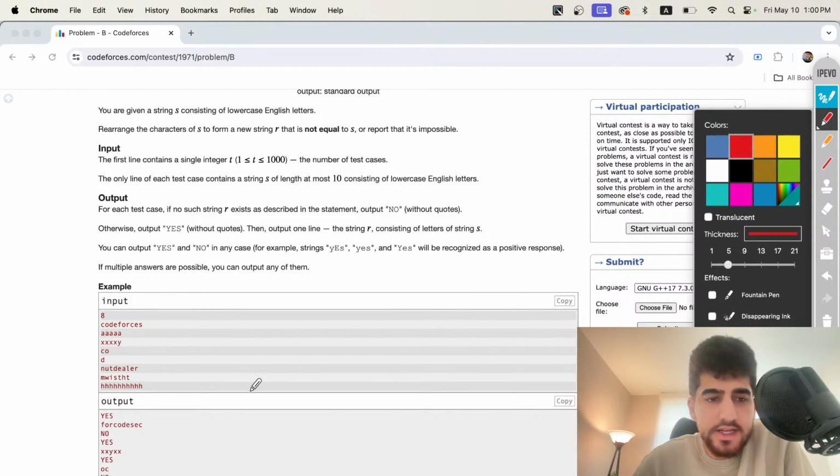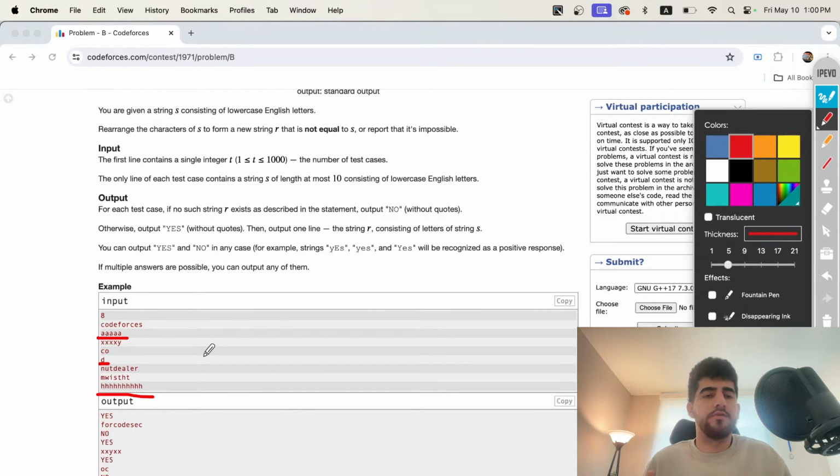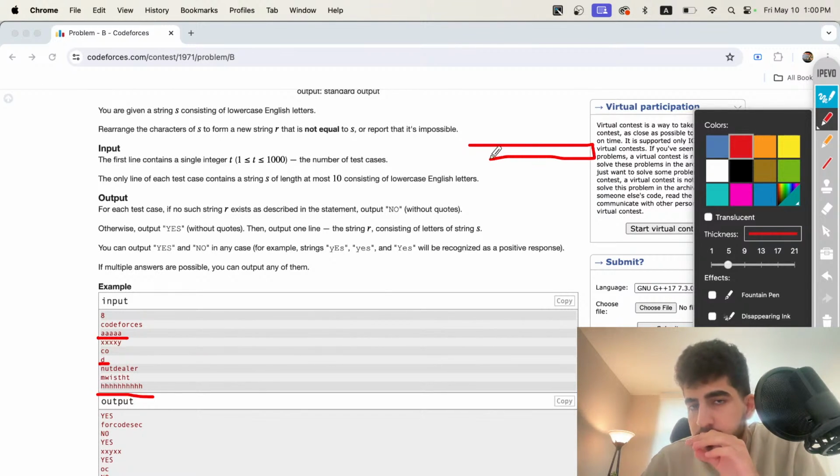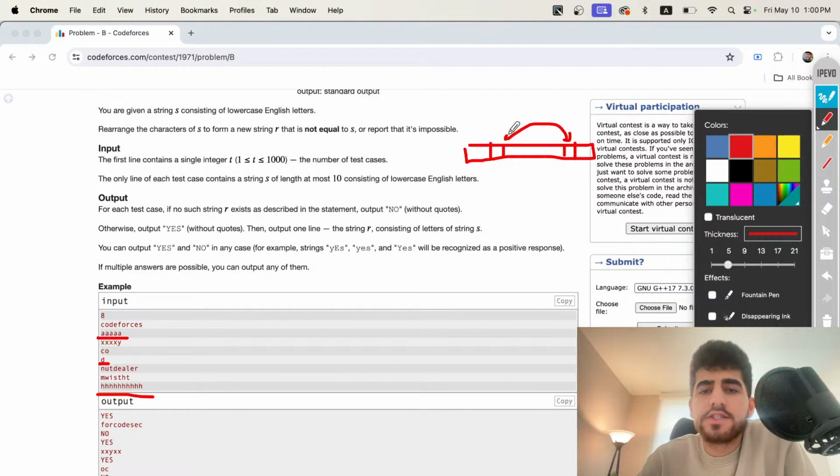For example, in this case, and in this case. When all of the characters are the same, when you rearrange the characters, they're still all the same, so nothing changes. So if all of them are the same, the answer is definitely no. But if they are not the same, there should be two elements that are not equal to each other. You can just swap these two and you have a string which is not equal to the previous string.